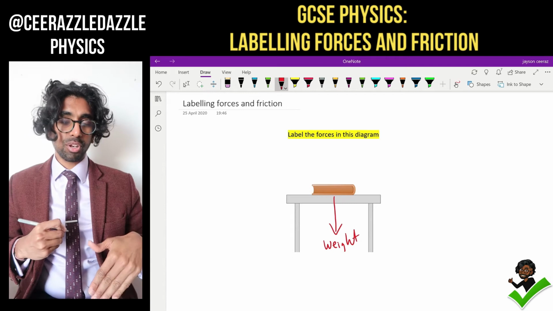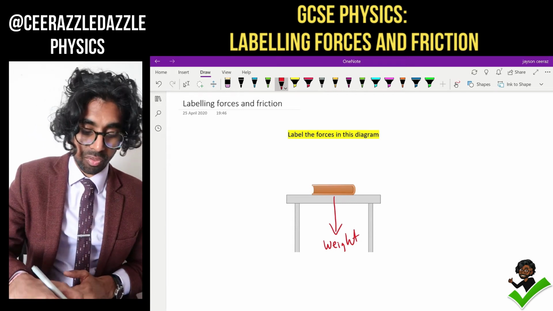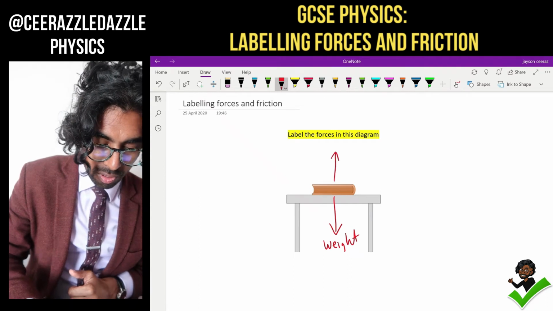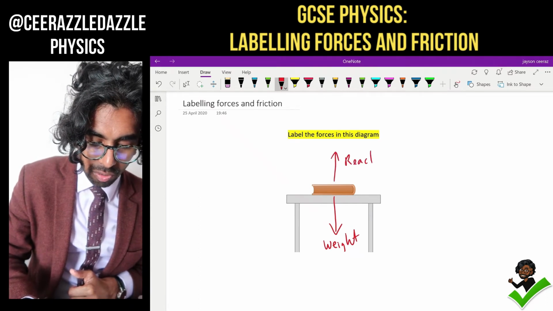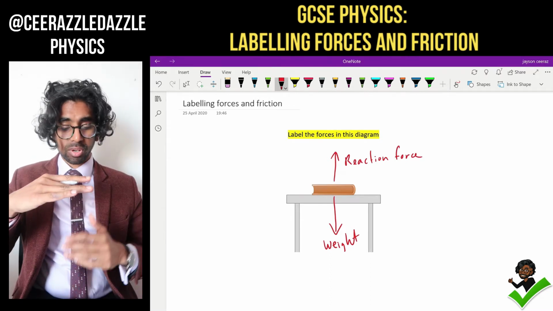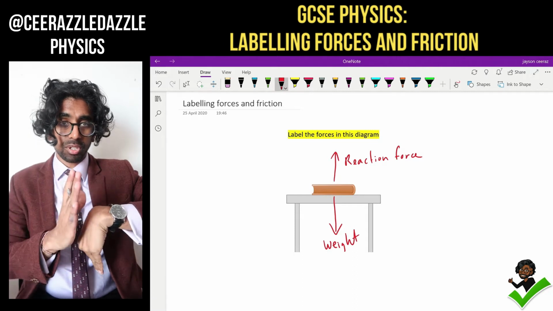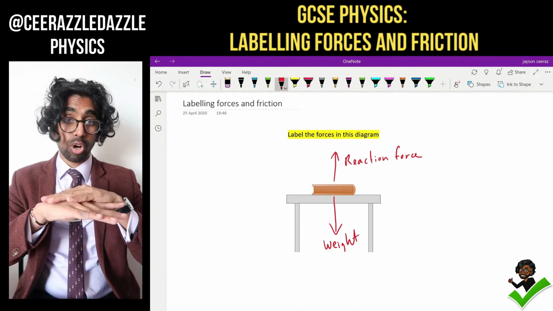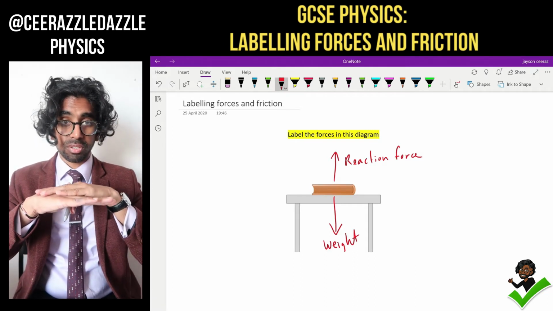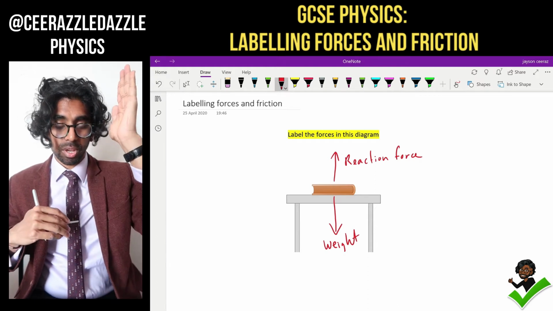But obviously that's not the only force acting upon the book. There's also a force pushing up. That's going to be the reaction force. There must be the reaction force, otherwise the book would just move down. So with labelling the weight going down, the reaction force is acting upwards. This is if the object is on a solid surface. So if it's on a solid surface, weight's going down, reaction force is going up.